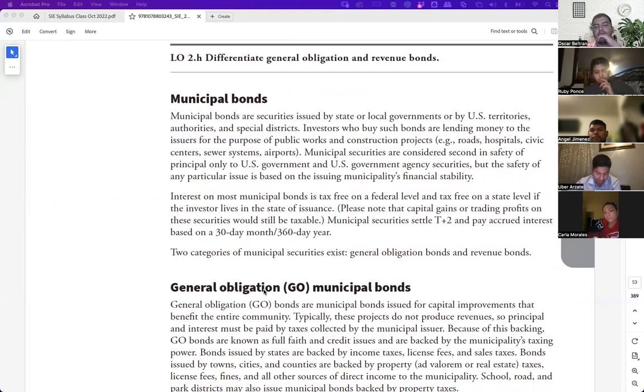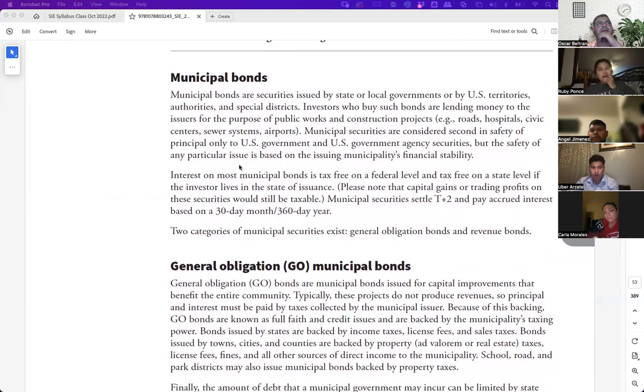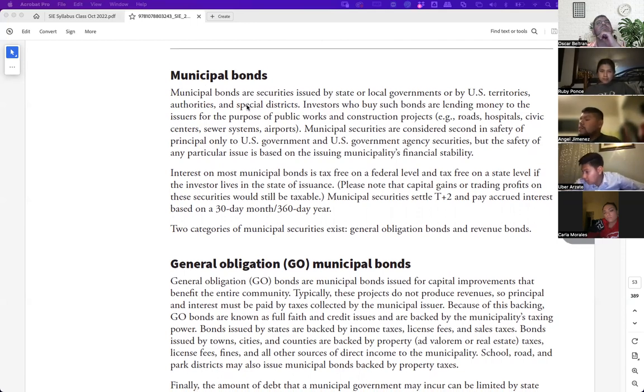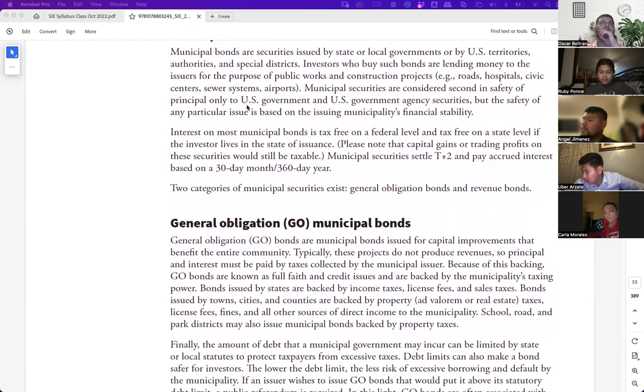And I'll tell you right now, me personally, I love municipal bonds. They give you more income compared to money market accounts because they're a bit more volatile in the market. Okay, let's keep going.